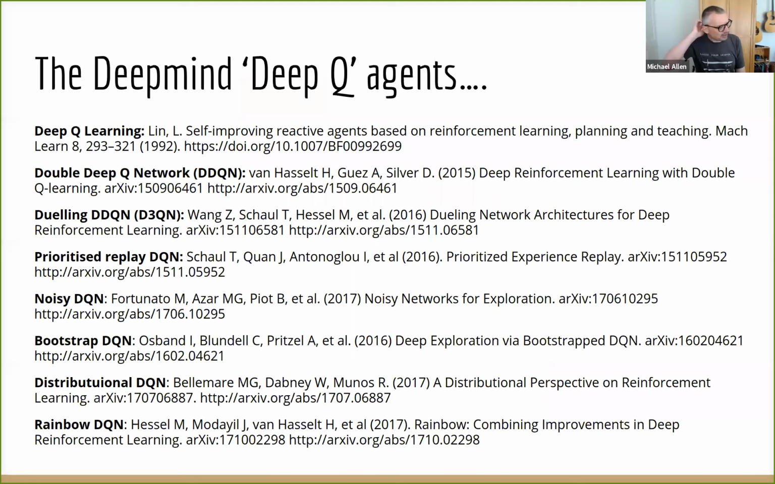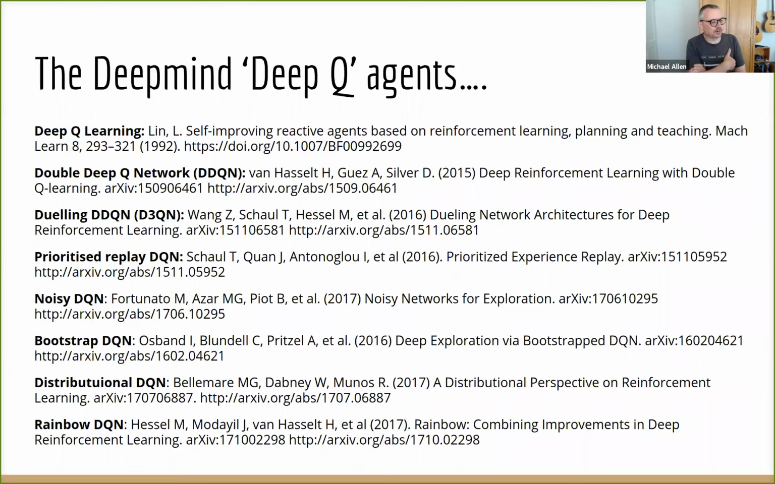Right. So here are the Deep Q agents that we'll go through. I'll send this out afterwards. The original Deep Q learning actually went back to 1992 or possibly earlier. It's a bit vague who did what. I think this paper is the first one that used the sort of structure we're looking at today, sampling from a memory and such like. Then it all went quiet up until 2015.